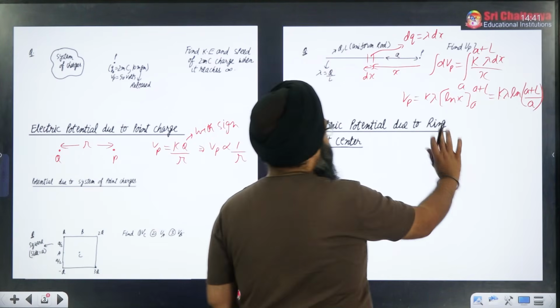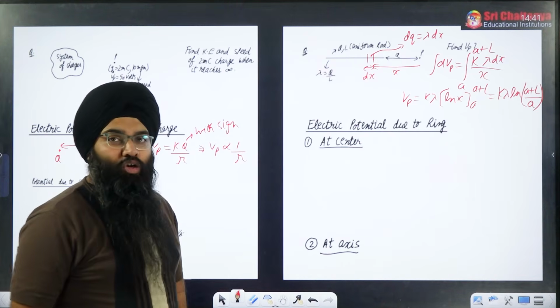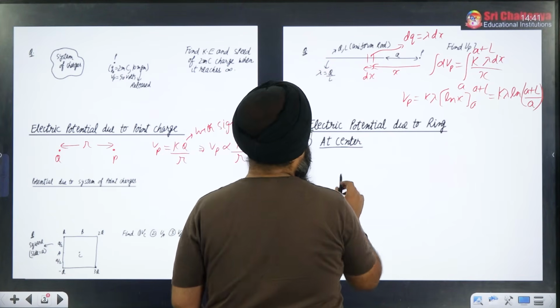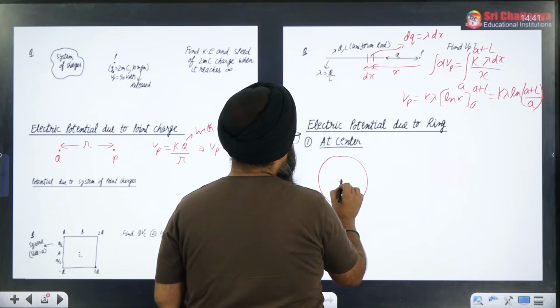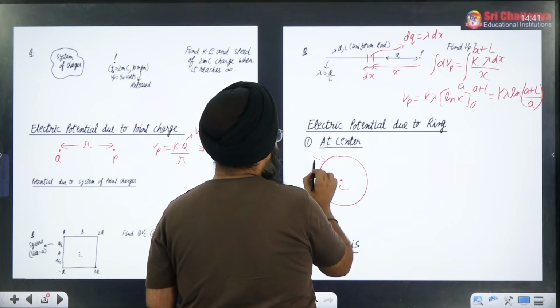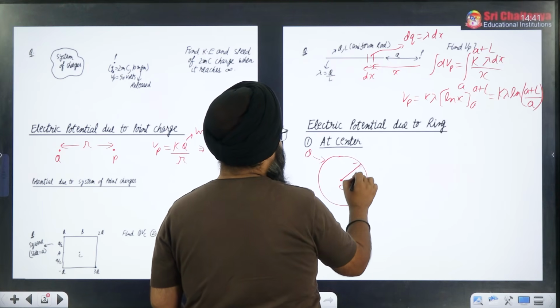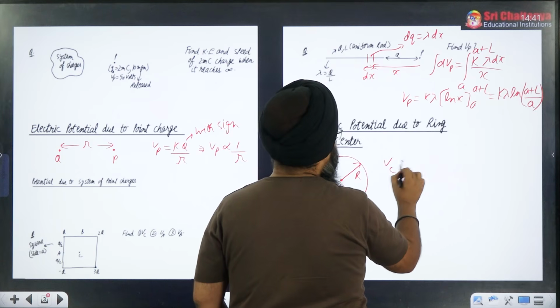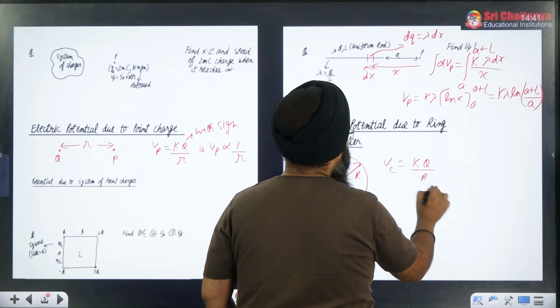Next is electric potential due to a ring. If I talk about electric potential due to a ring at the center, suppose the ring has charge Q and the radius is R, then the potential at the center will be directly given by KQ divided by capital R.